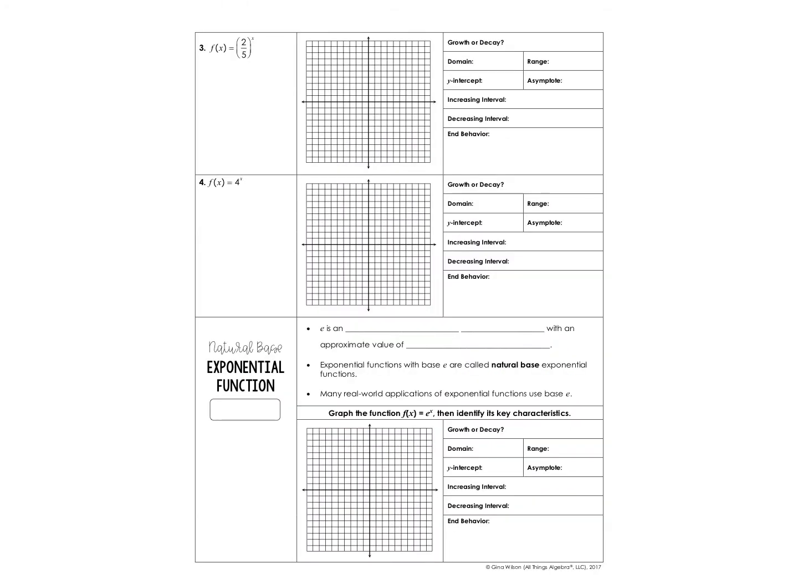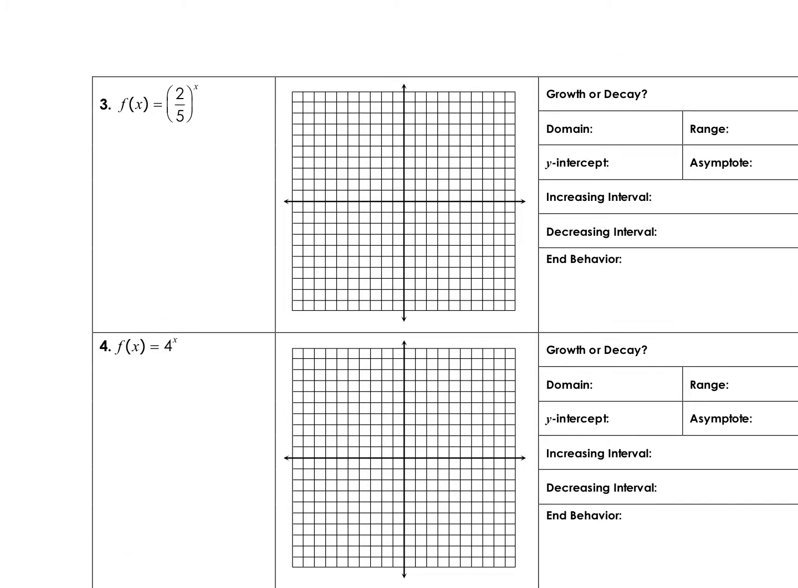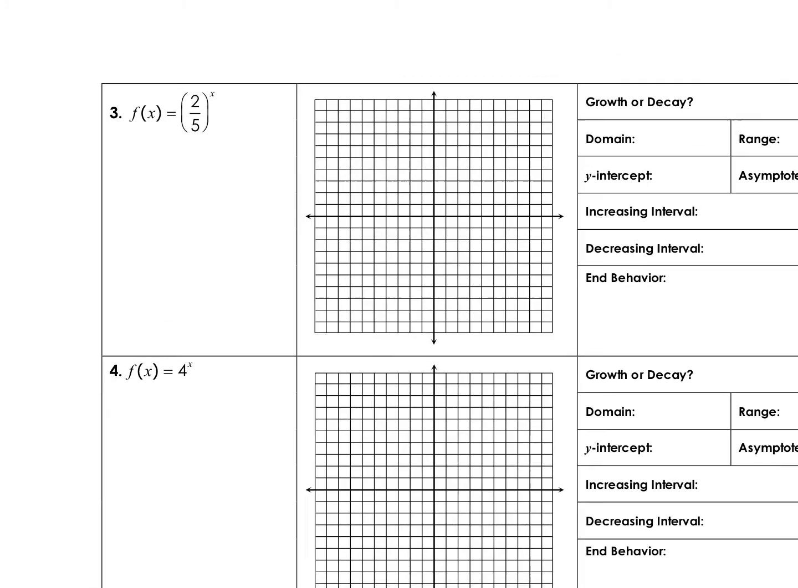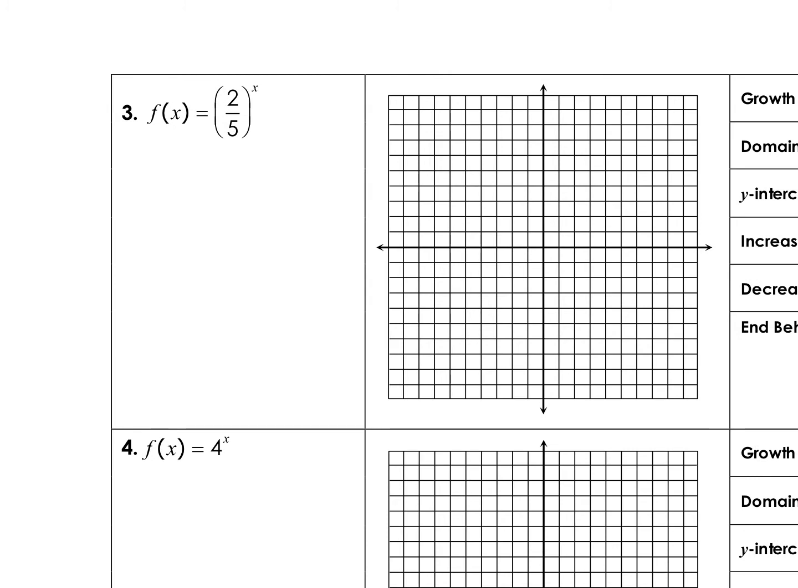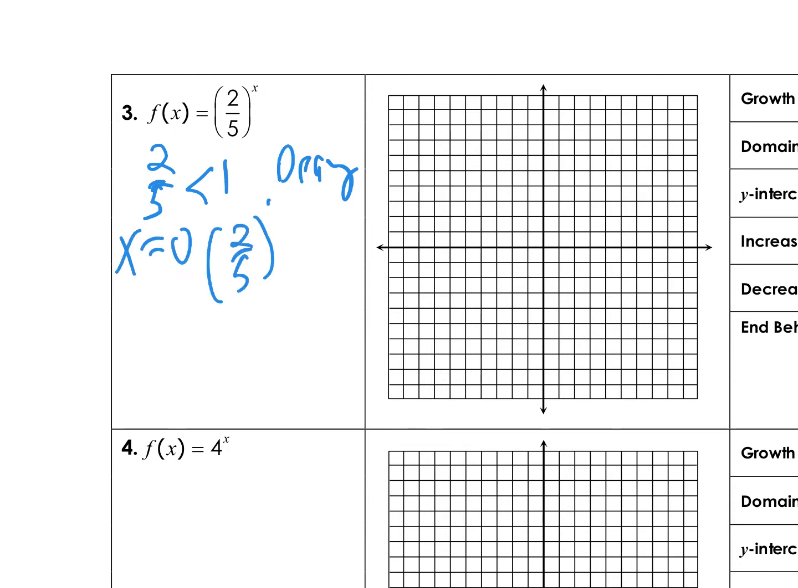Let's move on. Got a couple more here. Not very exciting. 2/5 is still less than 1. Therefore, it's still a decay. When x is 0, 2/5 to the 0 is still 1. So (0, 1) is still, again, an ordered pair. Since it's a decay, we know that this function is going to go down to the right.